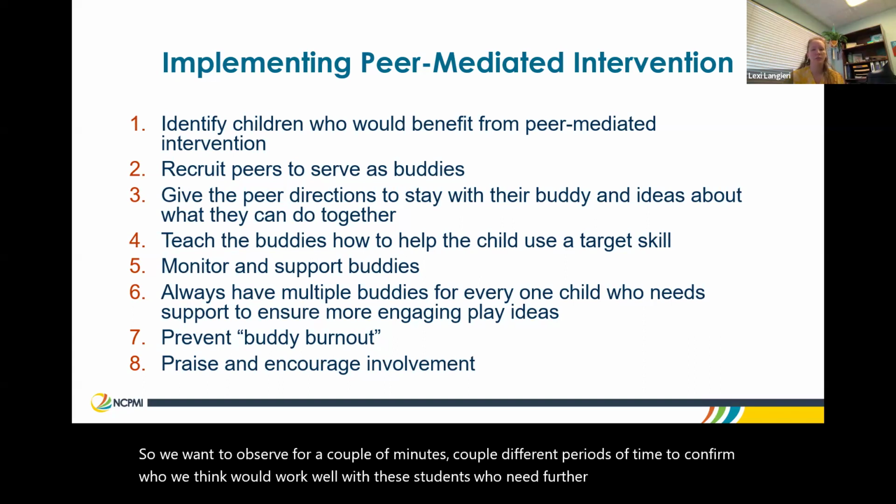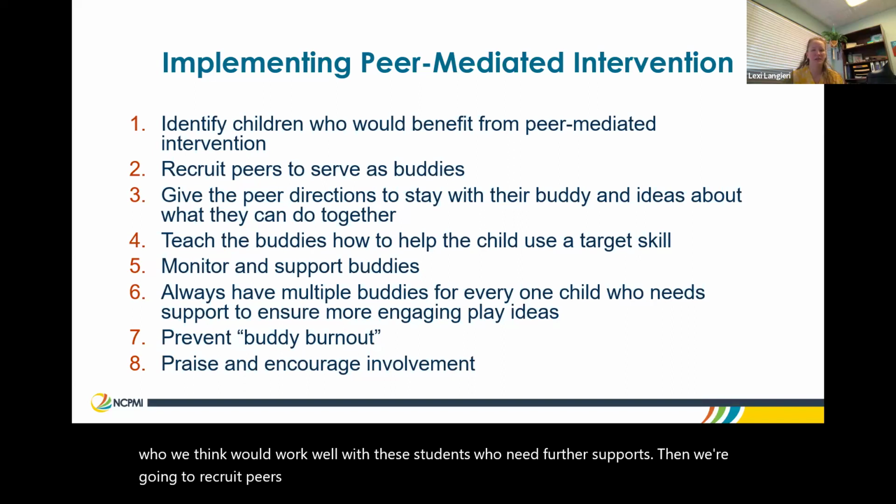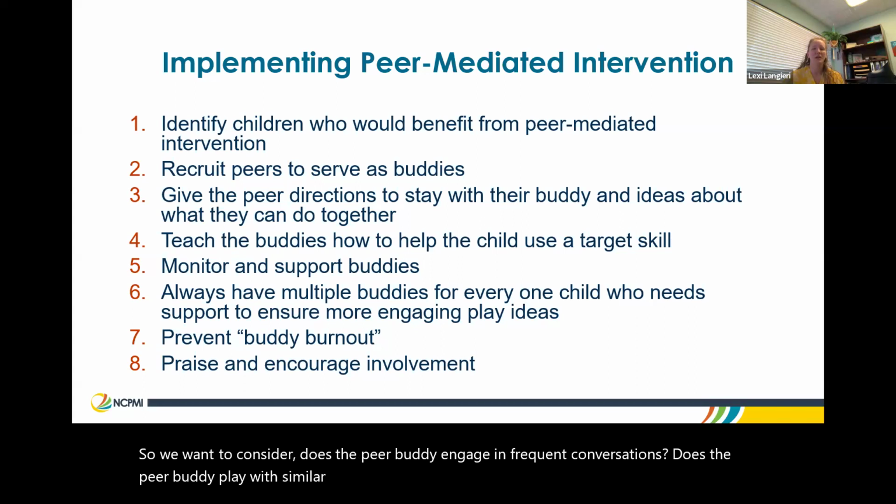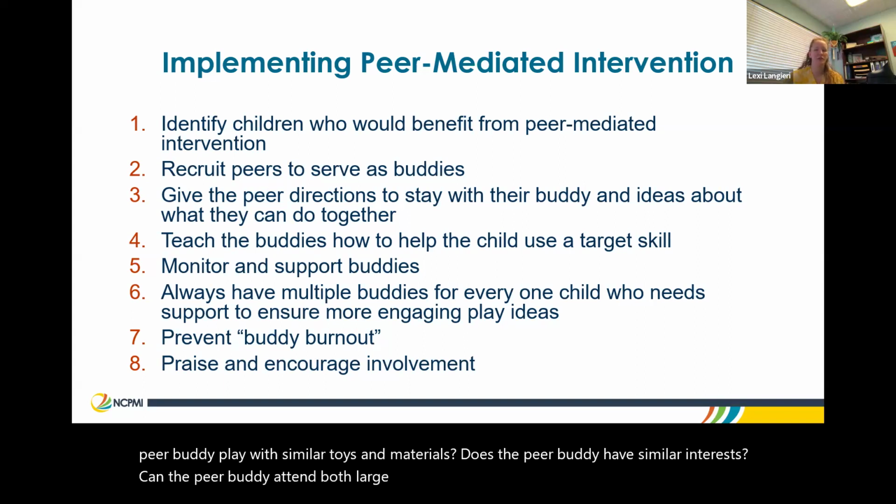Then we're going to recruit peers to serve as buddies. So we want to consider: Does the peer buddy engage in frequent conversations? Does the peer buddy play with similar toys and materials? Does the peer buddy have similar interests? Can the peer buddy attend both large and small group instruction and follow adult prompts?